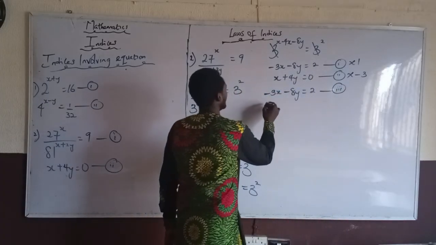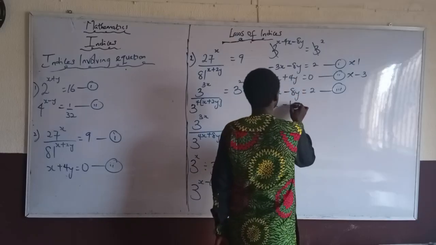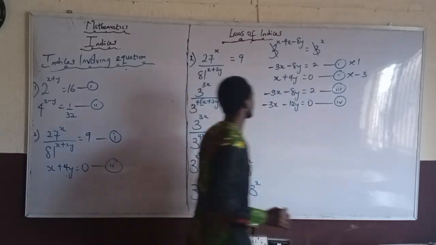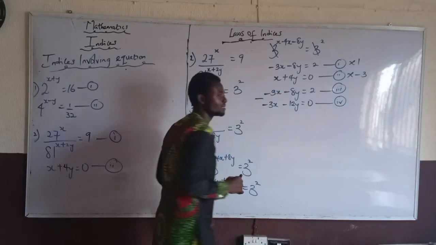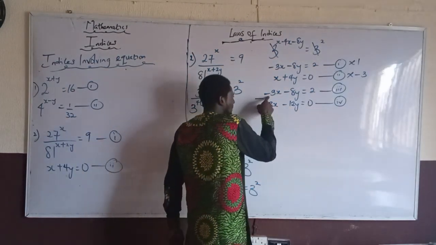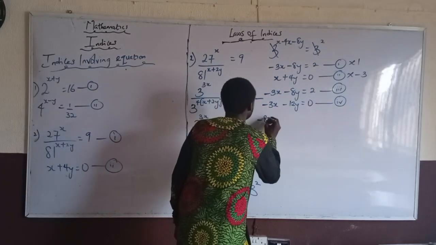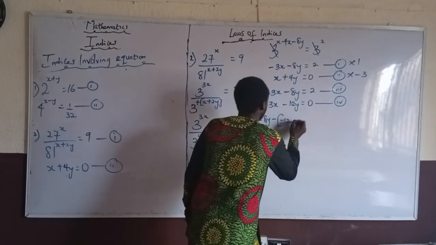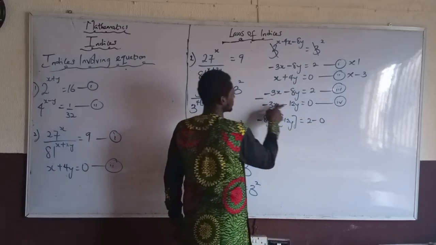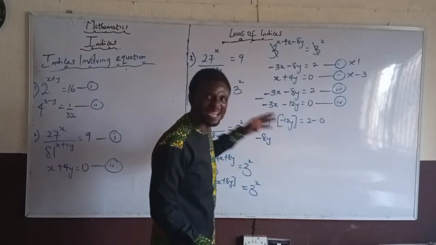Minus 3 times x, minus 3x. Minus 3 times 4y, minus 12y. Minus 3 times 0 is 0. I call this equation 4. So I bring my minus to eliminate. Minus 3x minus 3x is 0, because here becomes plus 3x plus 3x. That's 0. So here is minus 8y minus 12y equals to 2 plus 0. Minus 8y minus 12y. So here is minus 8y. Minus times minus is plus.